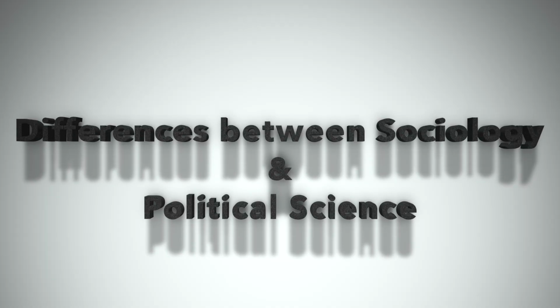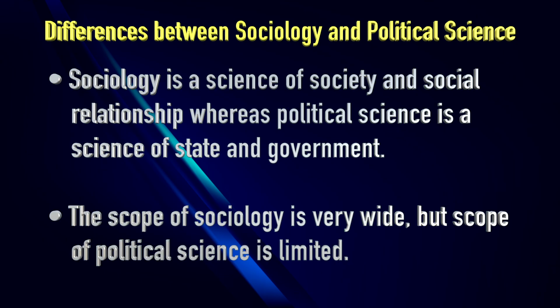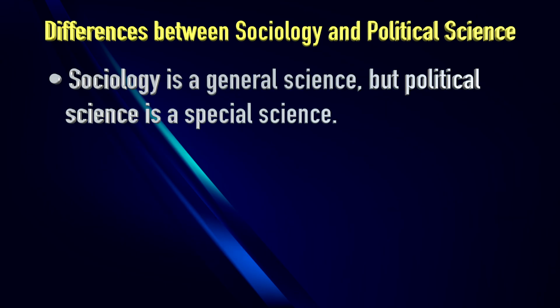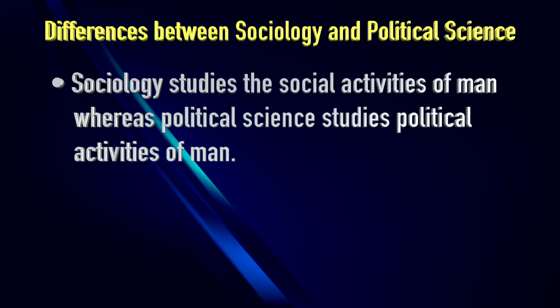Now, the difference between sociology and political science. Sociology is the science of society and social relationship, whereas political science is the science of state and government. The scope of sociology is very wide, but the scope of political science is limited. Sociology is a general science, but political science is a special science. Sociology studies organized, unorganized, and disorganized society, whereas political science studies only politically organized society. Sociology studies the social activities of man, whereas political science studies the political activities of man.